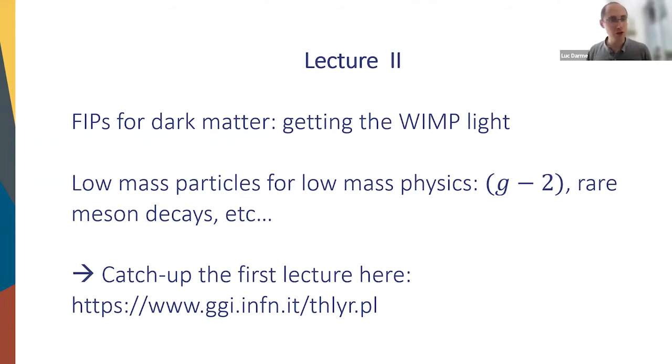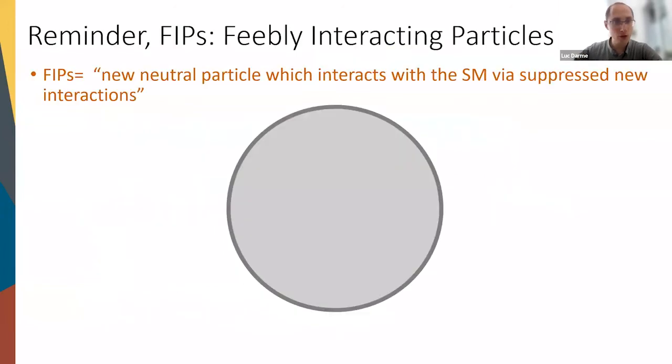Then I'll try to finish these lectures by going a bit more into the low mass physics, so the low energy physics, and how we can use this kind of feebly interacting particle to look for a set of different anomalies. Okay, so maybe I should start very briefly with a reminder of what was in the last lectures.